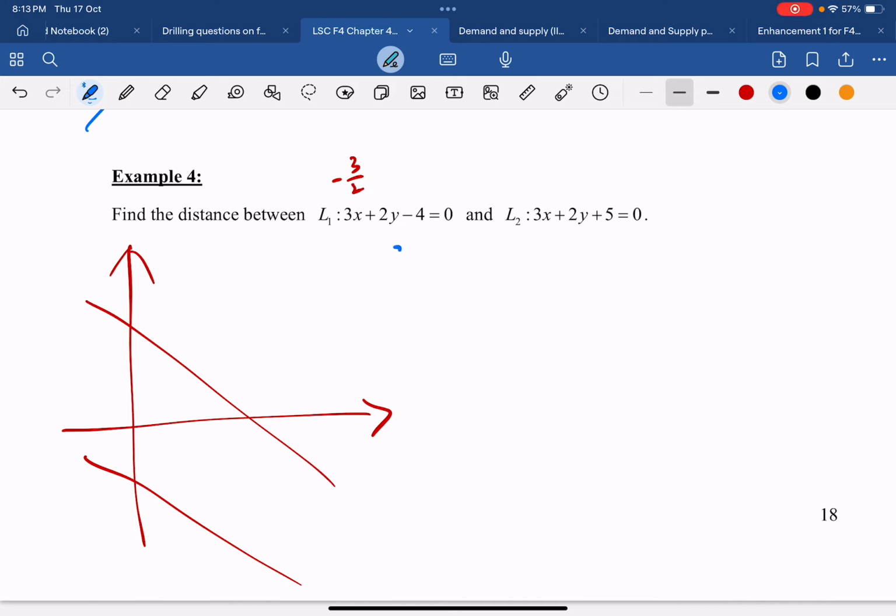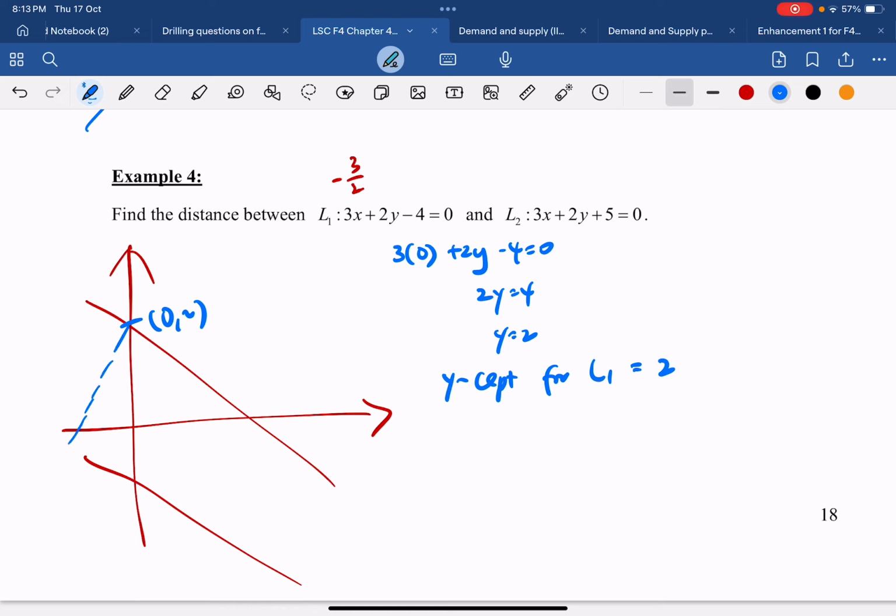So sub x equals 0. So 2y equals 4, y is 2. So the y-intercept for L1 is 2. Okay, so maybe let's say here (0, 2). So now we are just computing the distance from (0, 2) to this line.